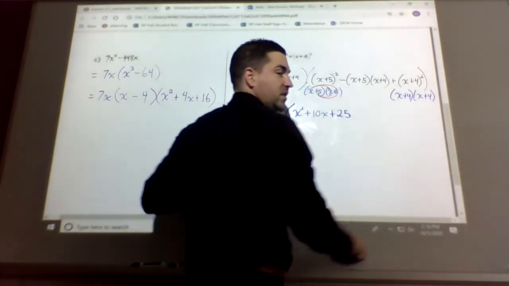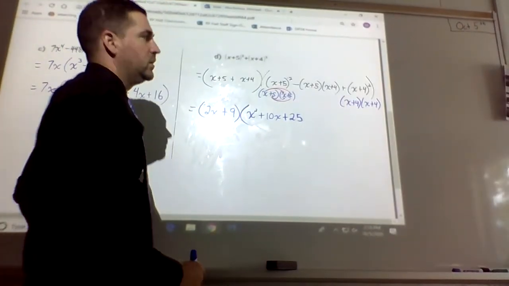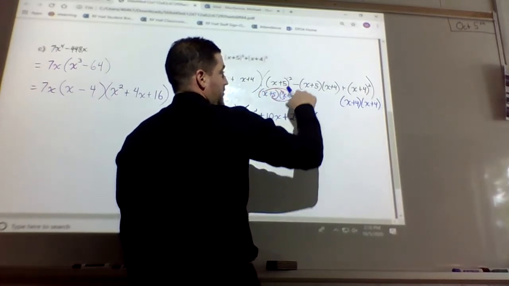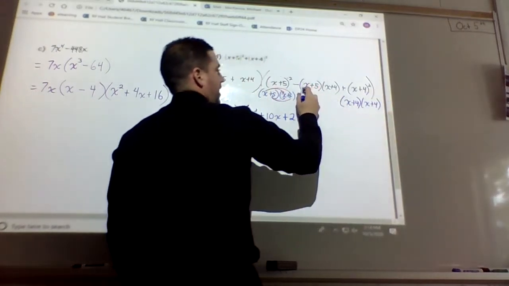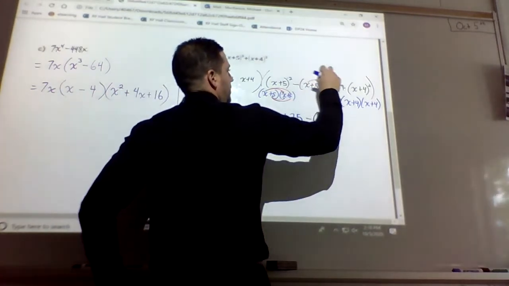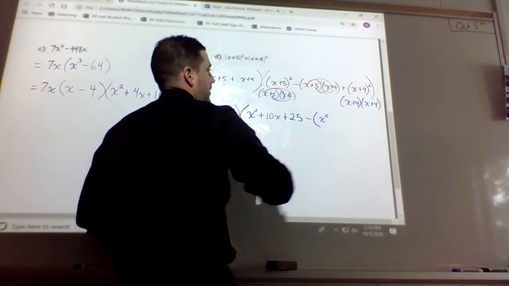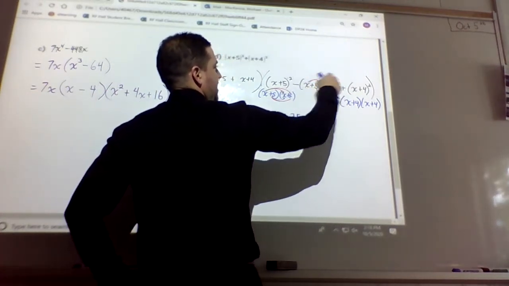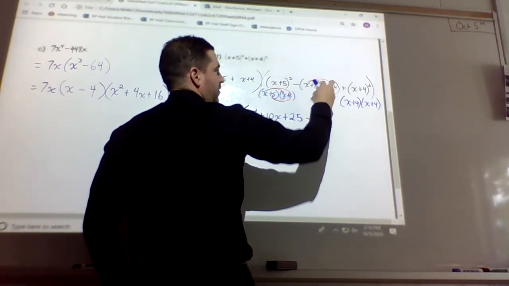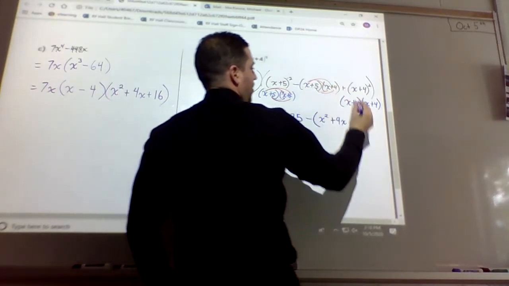This is going to go off the side here. Subtract. Be careful here. Subtract all of this. So x times x, x squared. Again, FOIL. X times x is x squared. X times 4 is 4x. Plus 5 times x. So 4x and 5x is 9x. 5 times 4 is 20.